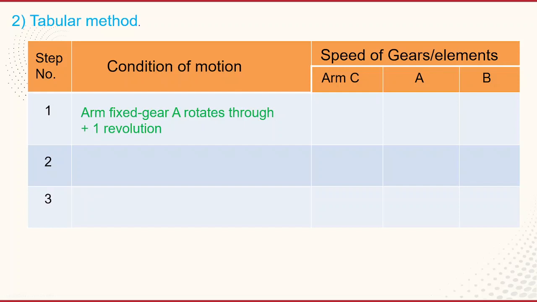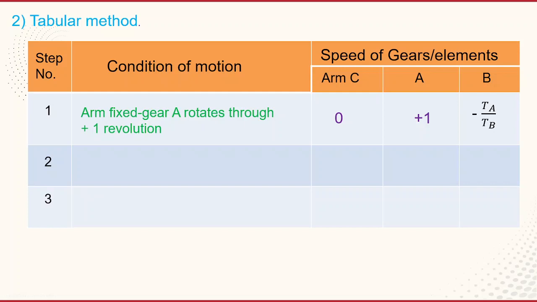This is the first condition you can assume. Based on the condition, you can find out the speed of gears or elements. Arm C: because the arm is fixed, the speed of arm C is 0. Gear A is given plus 1 revolution. Then gear B you can find out by using this formula, minus TA by TB. Minus means the speed of gear B is opposite to the speed of gear A, so a negative sign.